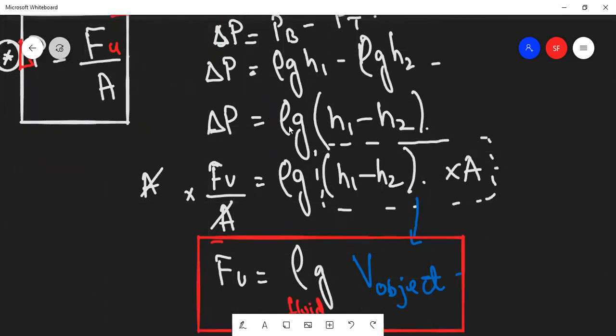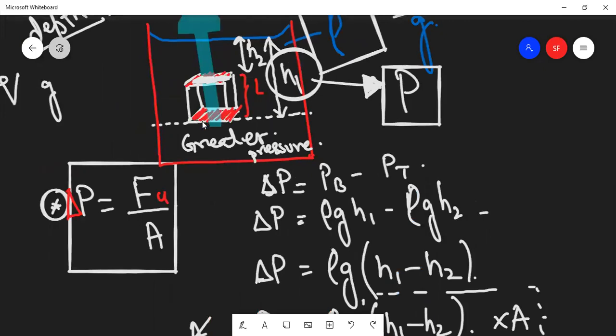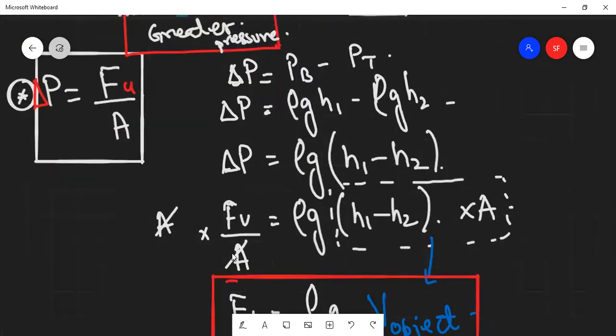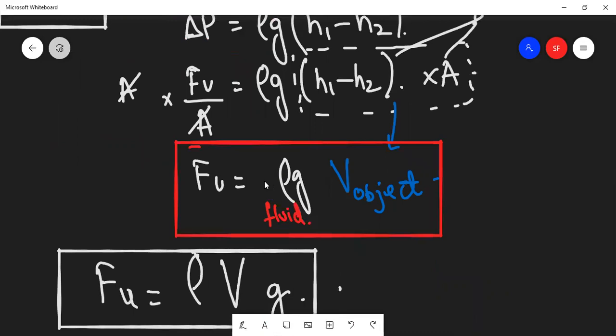Then I took rho g common. After taking rho g common, I know the change in pressure can also be written as upthrust divided by the surface area, meaning the cross-sectional area of this object on which the upthrust is acting. So the equation on both sides is multiplied by the cross-sectional area to make the upthrust the subject. And then the cross-sectional area multiplied by the side or the length of the object will give you the volume of that object. So you get an equation of upthrust in terms of the density, the gravitational field strength, and the volume of the object.